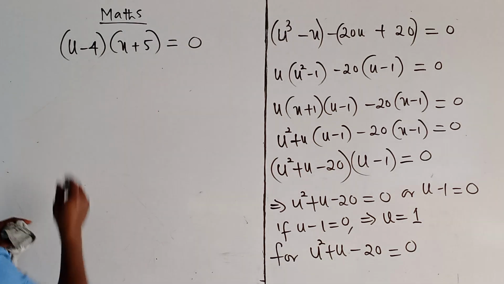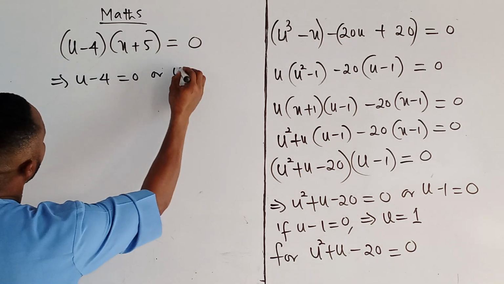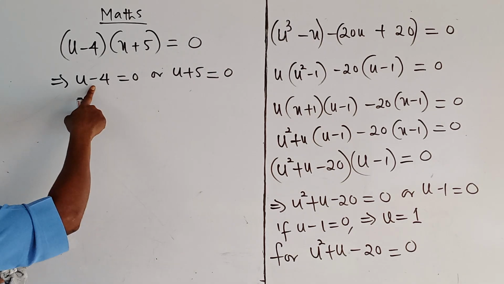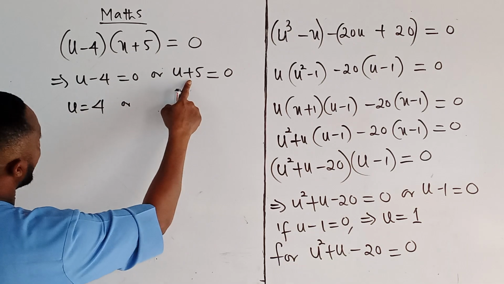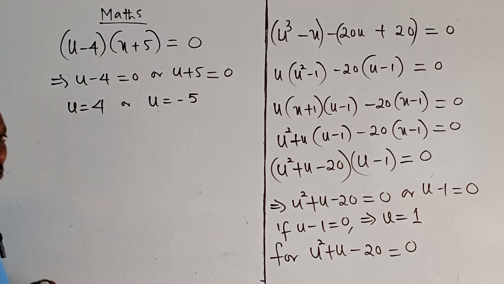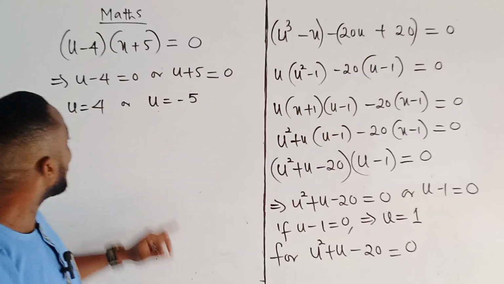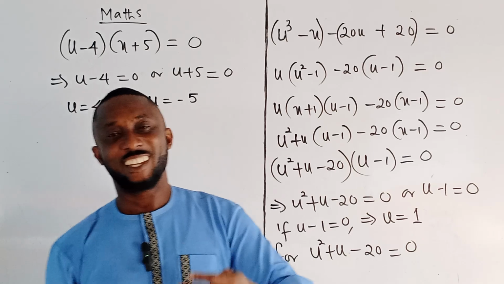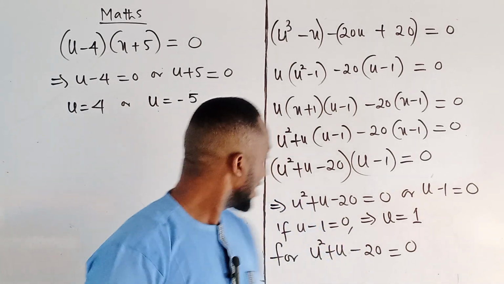Okay, so it implies that u minus 4 equal to 0 or u plus 5 equal to 0. If I take negative 4 to the right, it will become positive. Take 5 to the right, it becomes negative. So we have 3 values for u. We have u equal to 1, u equal to 4, and u equal to negative 5. So guys, our target is to find the values of s plus y.